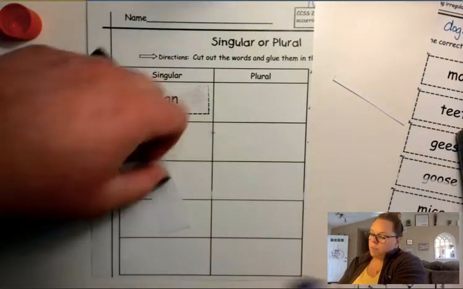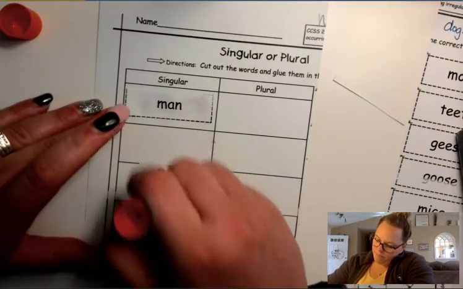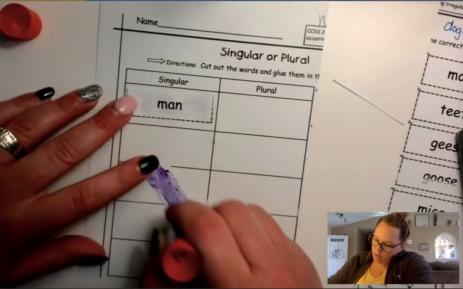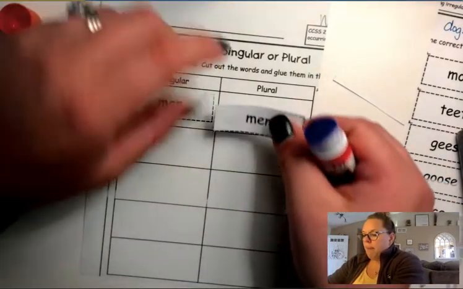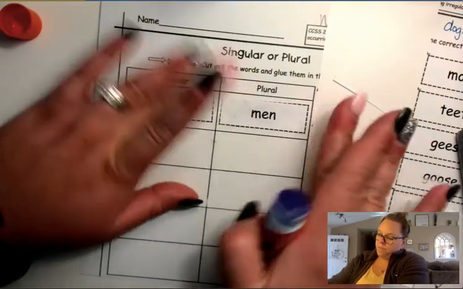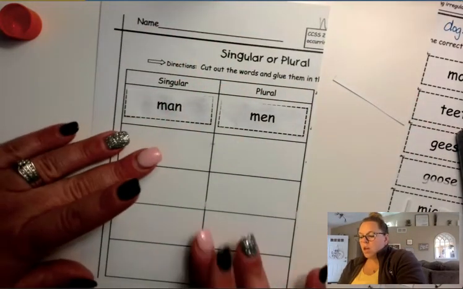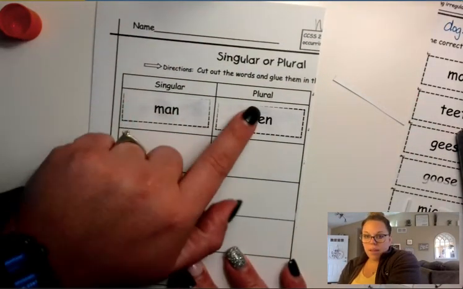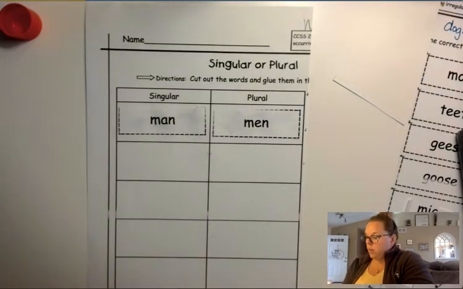And then the plural of man is men. There are many men working on that house. Okay, so you'll have the singular and then you'll have the plural right next to it.